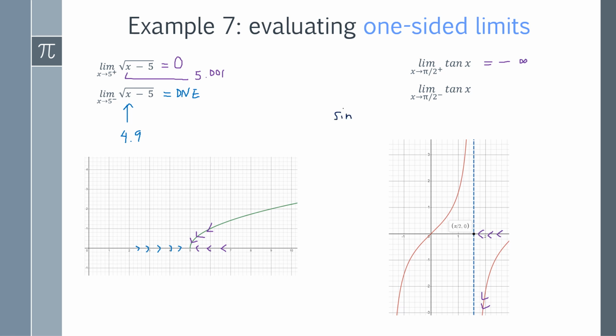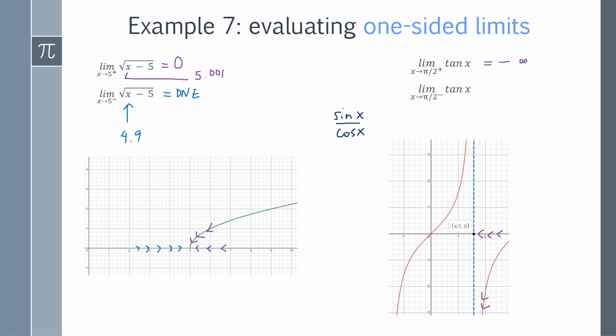So sine of x over cosine of x. One way to explain this is to take a look at what happens to sine and cosine once x goes to pi over 2 from the right. So that's values that are a little bit bigger than pi over 2. You can think about it as angles in the second quadrant.